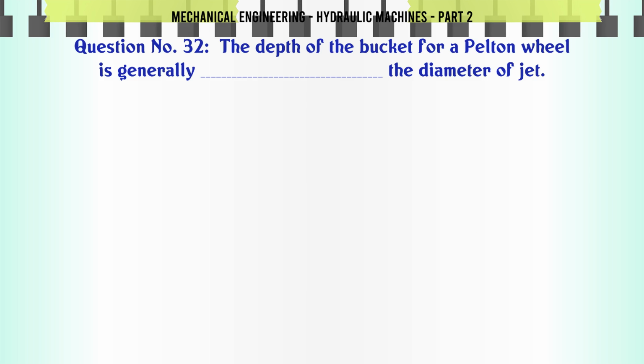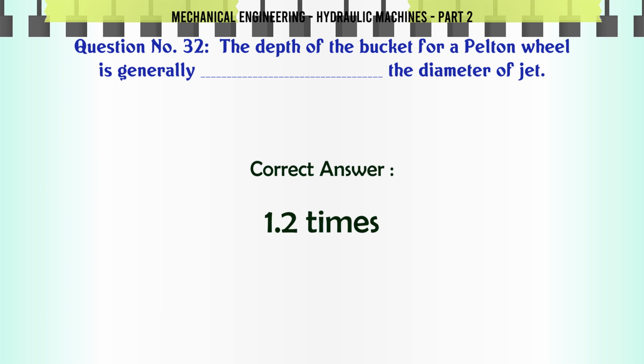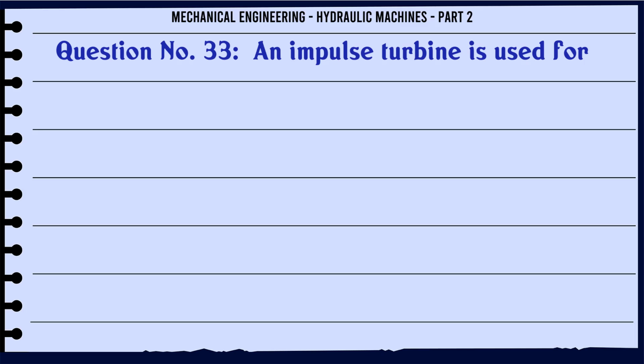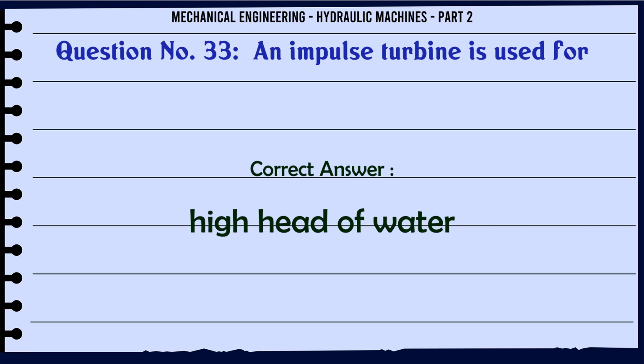The depth of the bucket for a Pelton wheel is generally the diameter of jet. A. equal to, B. 1.2 times, C. 1.8 times, D. double. The correct answer is 1.2 times. An impulse turbine is used for A. Low head of water, B. High head of water, C. Medium head of water, D. High discharge. The correct answer is high head of water.